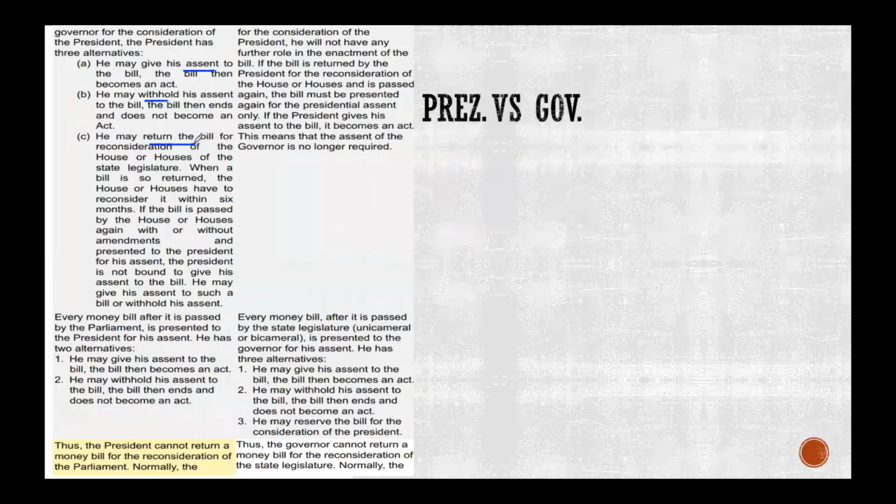What is the role of the president now? Does the president have to give assent to it? Because he had to give assent when it was about the parliament passing it again. Suspensive veto. What about in this case? In this particular case, the president is not bound to give assent to the bill.